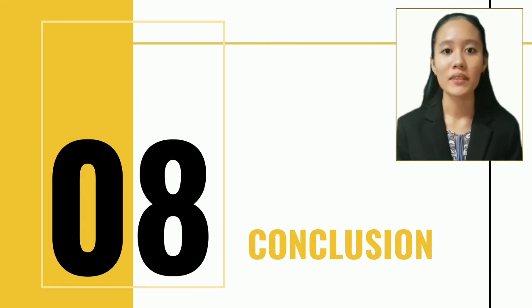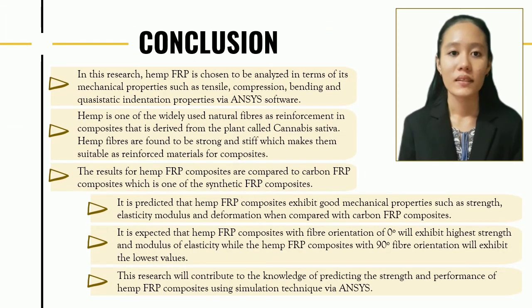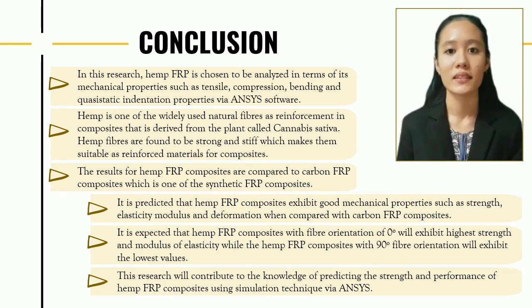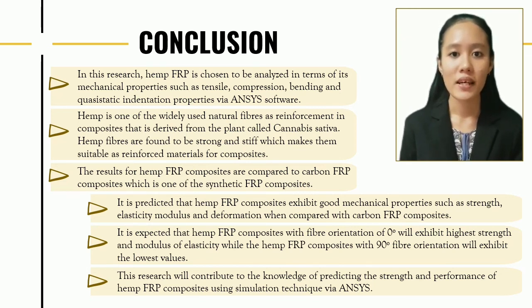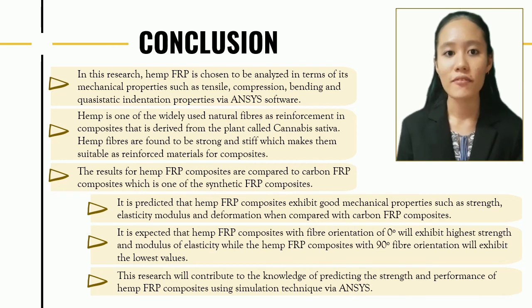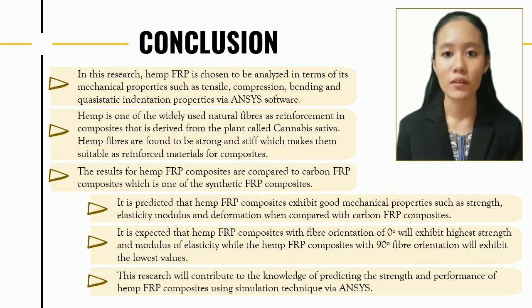Last but not least, I will conclude this presentation. In this research, Hemp FRP composite is chosen to be analyzed in terms of its mechanical properties such as tensile, compression, bending, and quasi-static indentation properties via Ansys software. Hemp is one of the widely used natural fibers as reinforcement in composite that is derived from a plant called Cannabis sativa. Hemp fibers are found to be strong and stiff, which makes them suitable as reinforced material for composites.